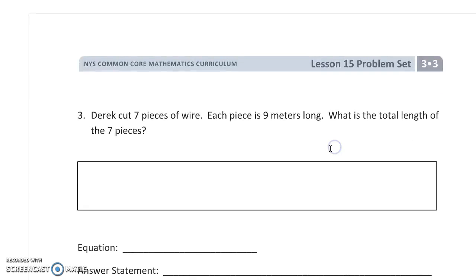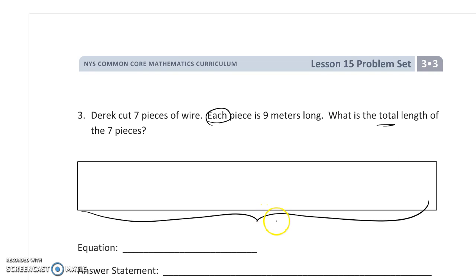Okay. Number 3. Derek cut 7 pieces of wire. Each piece is 9 meters long. There's that each. What is the total length of the 7 pieces? So we don't know the total. Okay, so we have P meters. To get length, and we know they're measuring in meters.